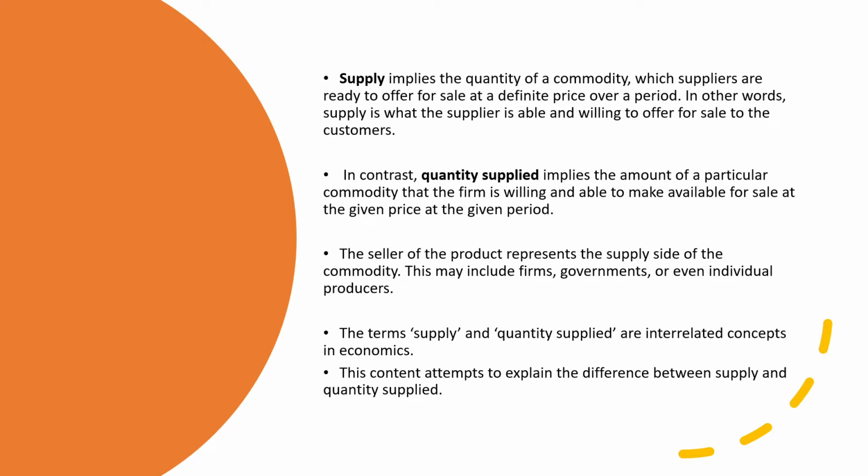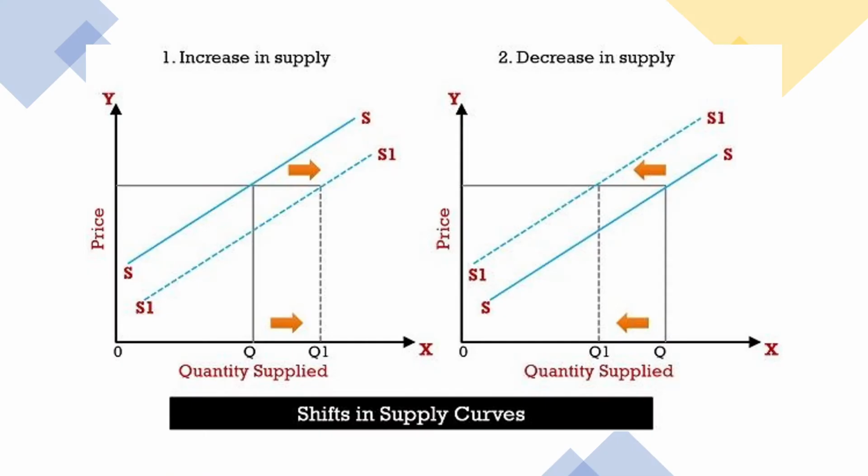So, the terms supply and quantity supply are interrelated concepts in economics. This content attempts to explain the difference between supply and quantity supply. So, I will put a link of the first part of the accounting cycle video in the description. So, the second purpose of this video is to explain the increase and decrease in supply.